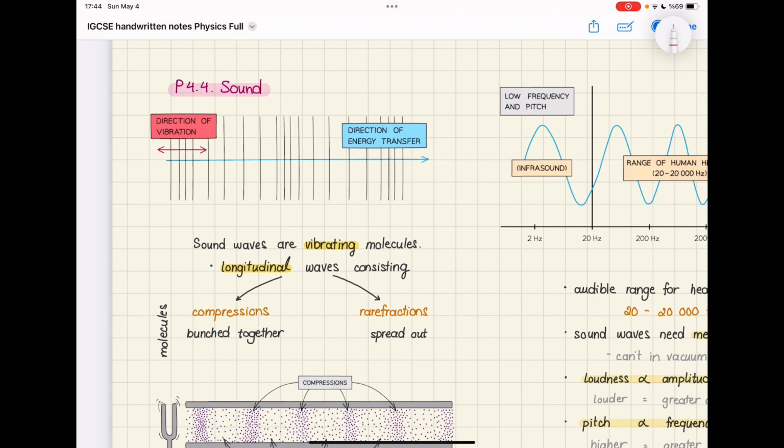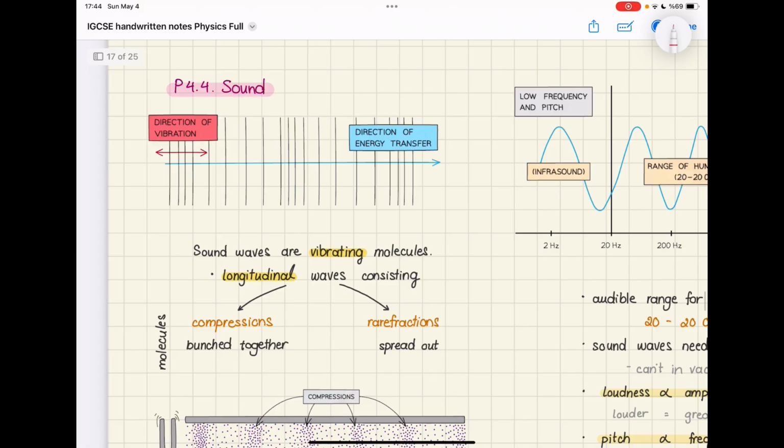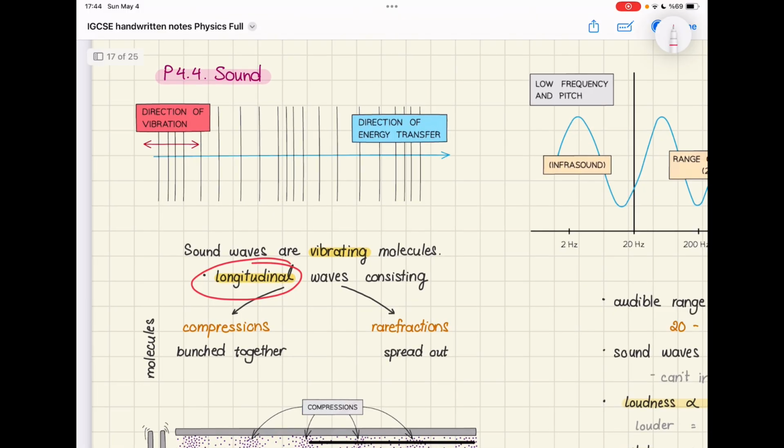Now we are coming to the last part, which is sound. Now, do we remember what type of wave sound is? Sound, in the context of its propagation, is a longitudinal wave. However, it is also a mechanical wave that propagates via some type of medium, some type of matter. It cannot exist in a vacuum.